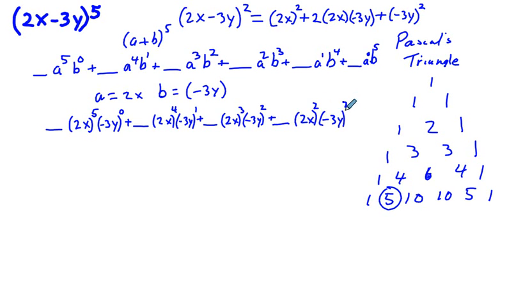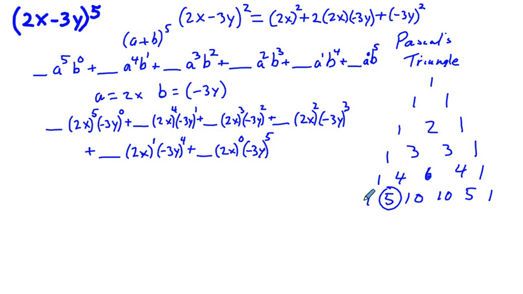cubed. I'm kind of running out of room, so I'm going to work below here, plus some coefficient. We'll have 2x to the 1st power times negative 3y to the 4th power, and finally plus some coefficient times 2x to the 0 power, and negative 3y to the 5th power.